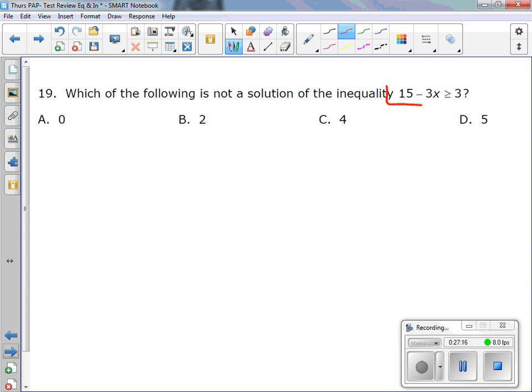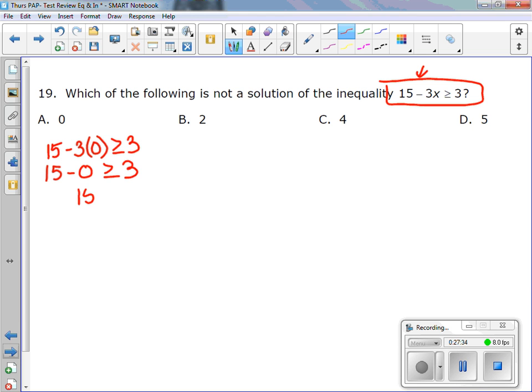So here's the inequality. Notice that this one has a negative in front of it, and we haven't really taught you how to deal with that. So you definitely need to just plug it in. So 15 minus 3, that means 0 is going to be x. Is 15 minus 0 greater than or equal to 3? Yes. So that's not it.